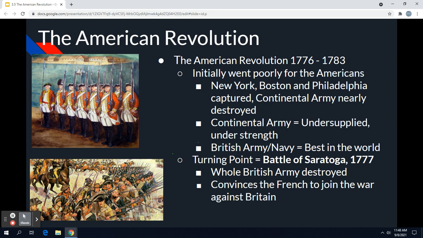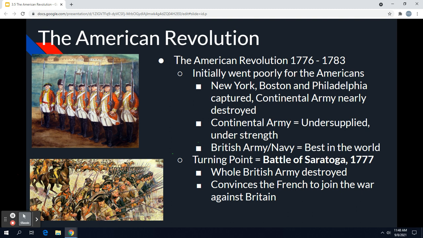So the American Revolution is really one of the oddest mismatches in history. It's a bunch of ragtag farmers and a few professional soldiers on the American side versus pretty much the world's best army. Initially, the war goes very, very poorly for the Americans. New York, Boston, Philadelphia are captured. The Continental Army, which is the American Army at that time, is nearly destroyed several times. America loses most of the battles, it actually turns out. It's not a good few years for the United States.